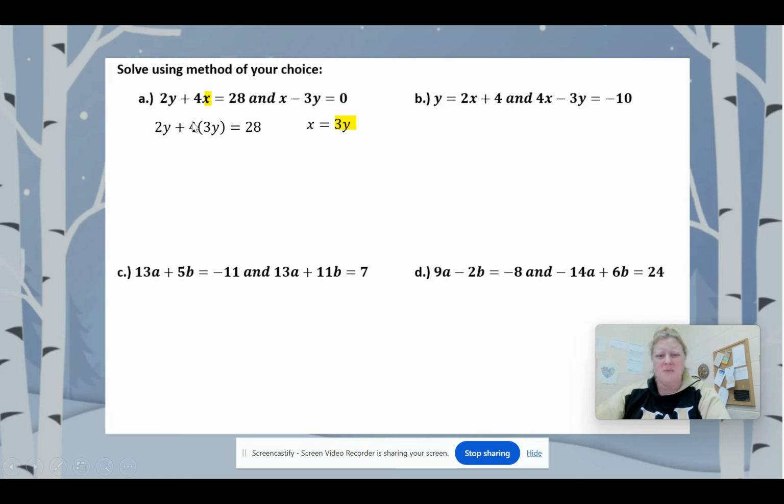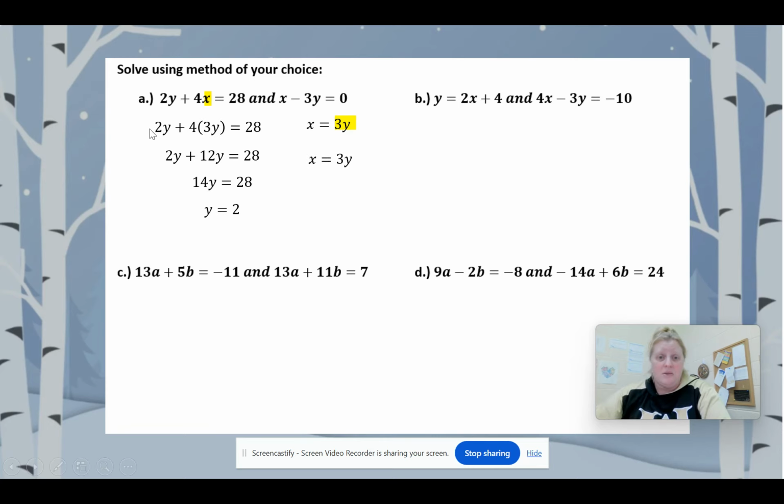Be really careful. I have some kids that distribute 4 to 3 and 4 to Y. You don't do that. There's no plus sign separating these. So 3Y is like one term. So if you do 4 times 3Y, it's 12Y. And then add them together and then divide. So you're going to get Y equals 2.